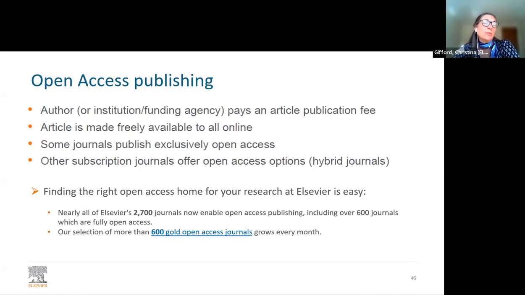Some journals publish only open access. Other journals are considered hybrid journals, where you have the option of having it be either subscription or open access. The advantage of open access is that it's freely available for everybody to read. So many people are shifting towards that type of model.